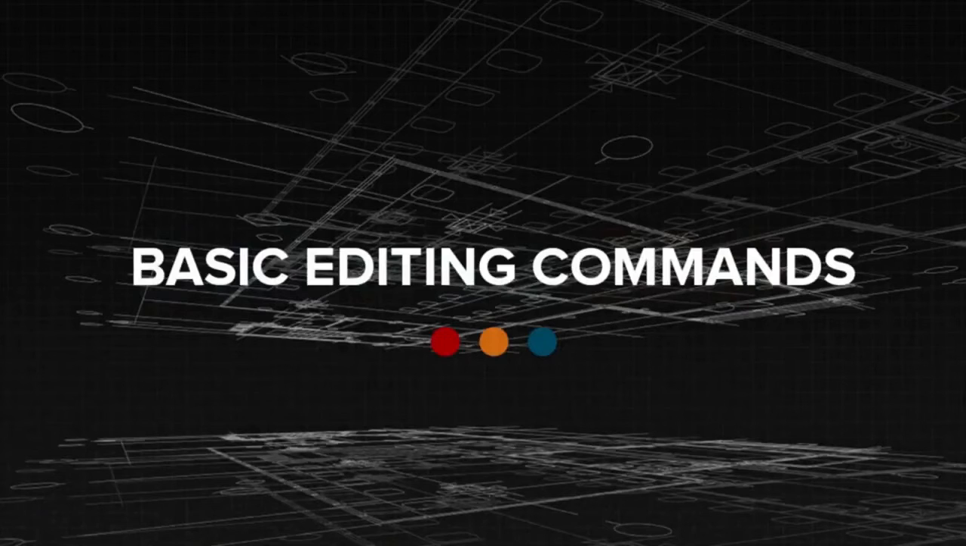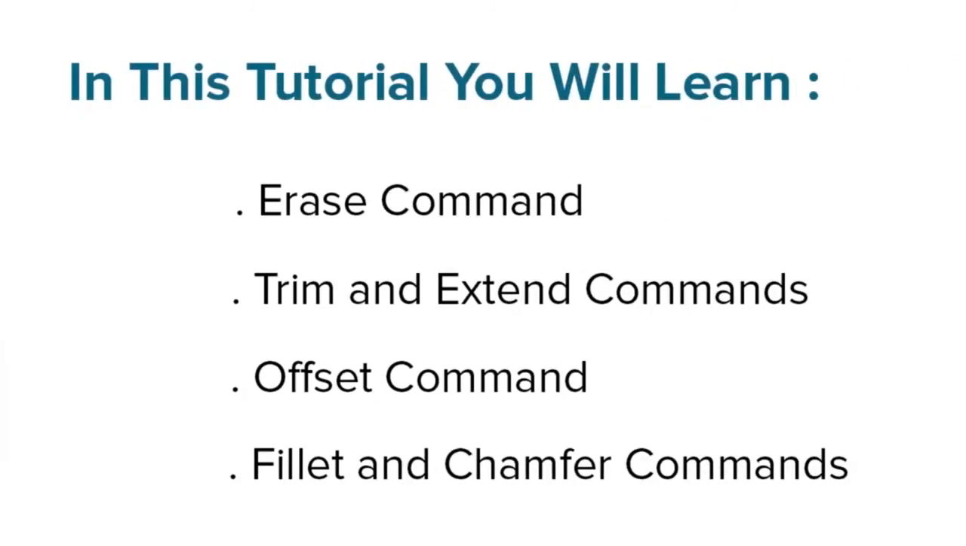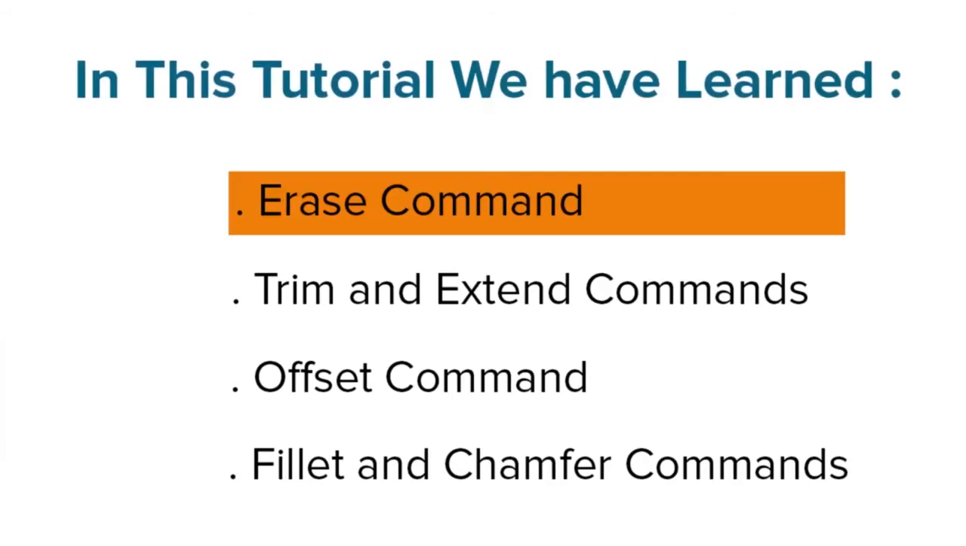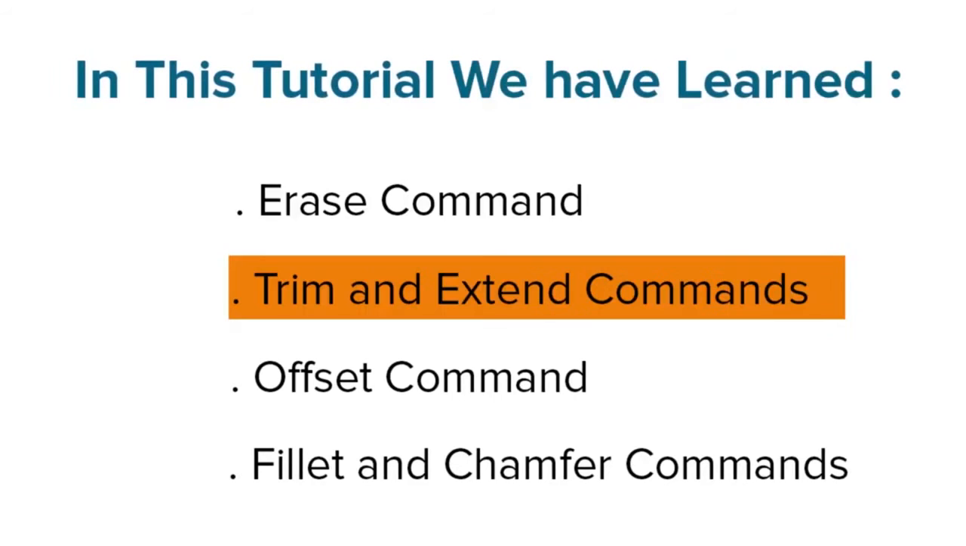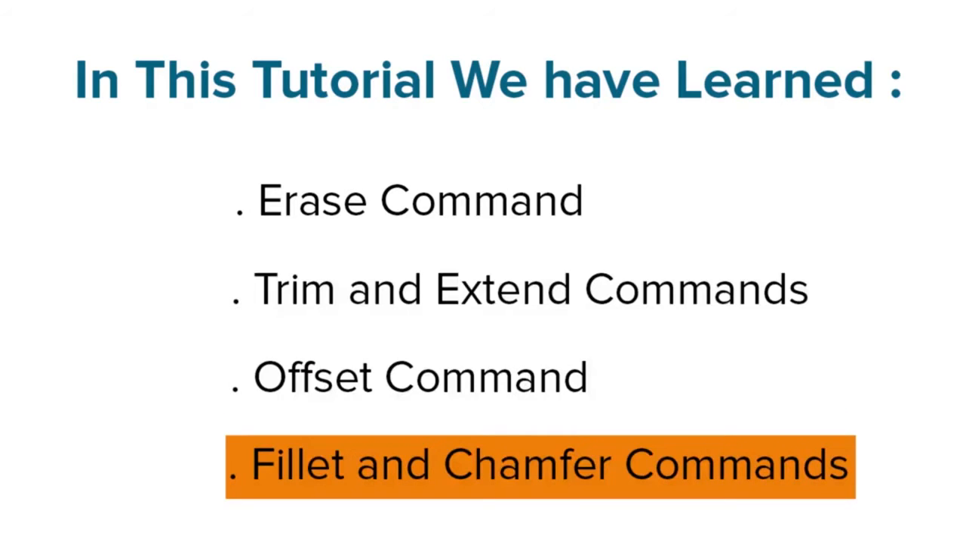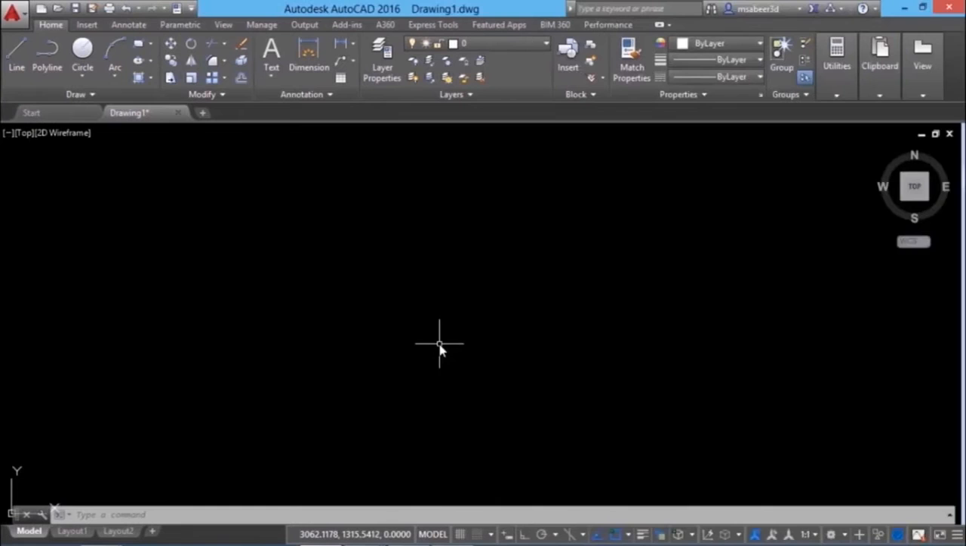Basic editing commands in AutoCAD. In this tutorial, you will learn erase command, trim and extend commands, offset command, fillet and chamfer commands. Editing commands are basically used to modify existing objects. You can see a collection of most frequently used editing commands in the Modify panel. When you click on this arrow, you can access more editing commands.